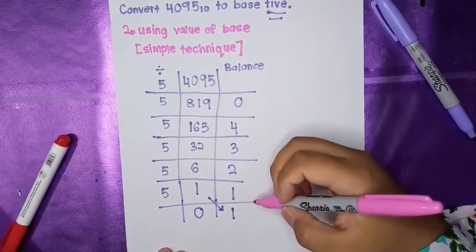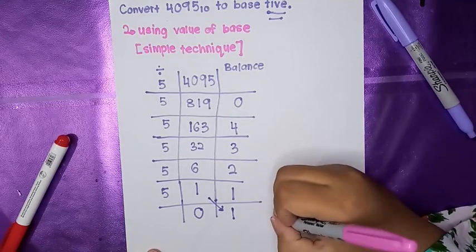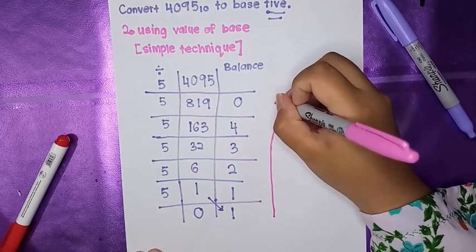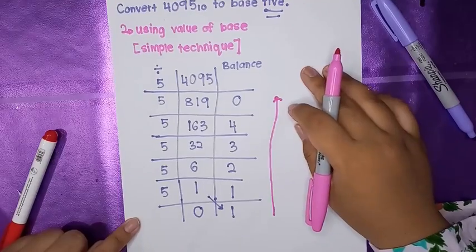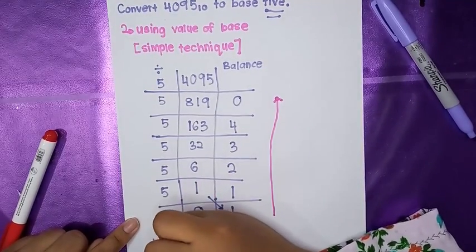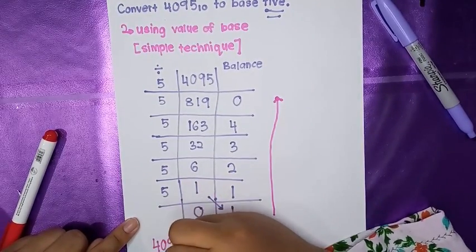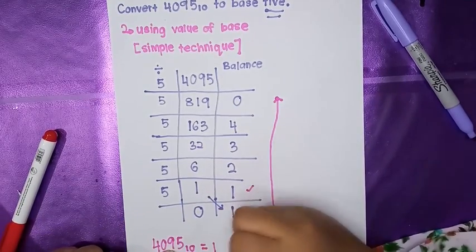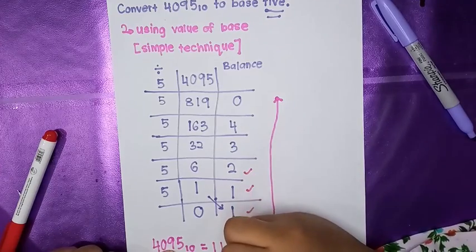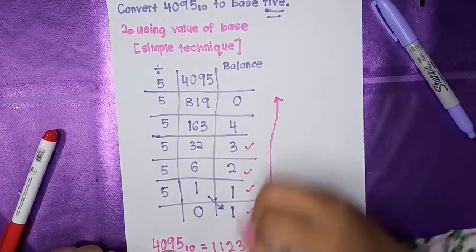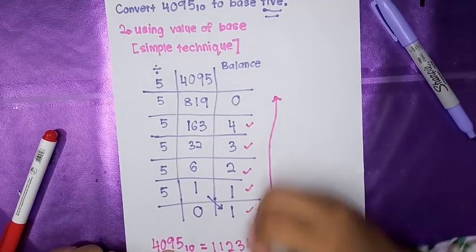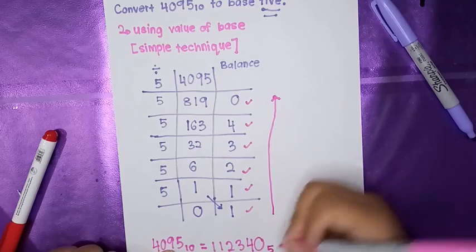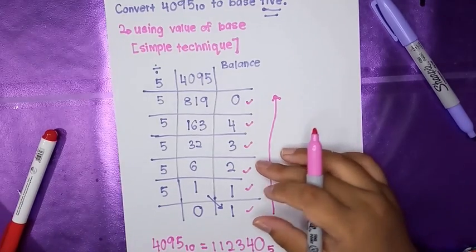How to write the final answer is from below to above. Okay, for the final answer, 4095 base 10 equals 1, 1, 2, 3, 4, 0 base 5. Okay, this is the final answer.